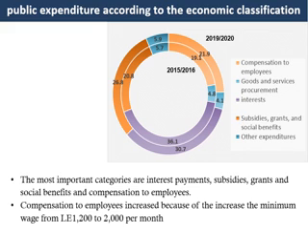As we can see in this chart, compensation to employees was planned to be increased from 19% to 22%. The reason behind this increase is the increase in the minimum wage from £1,200 per month to £2,000 per month. Also, the government increased the minimum pension up to £900 per month during this year.